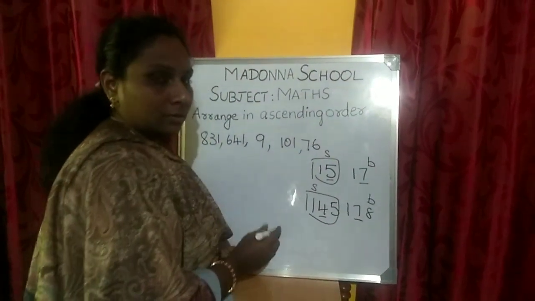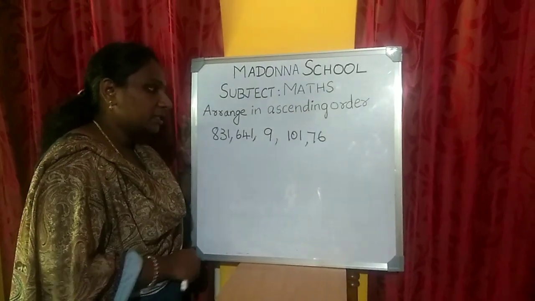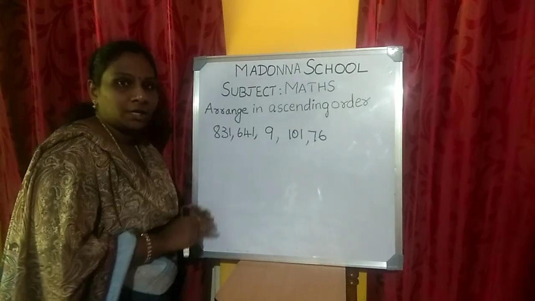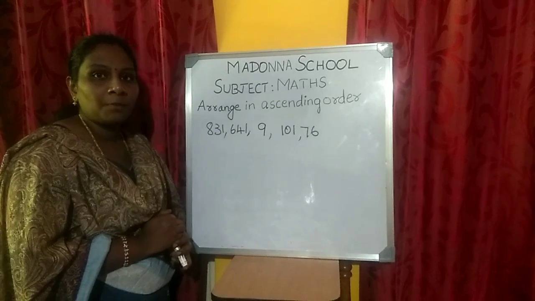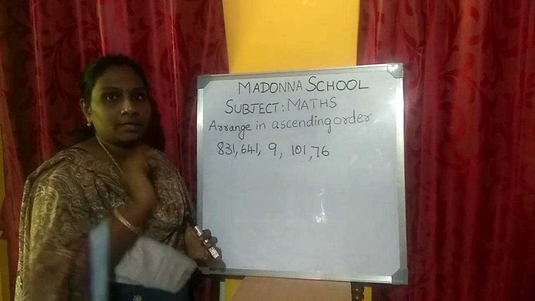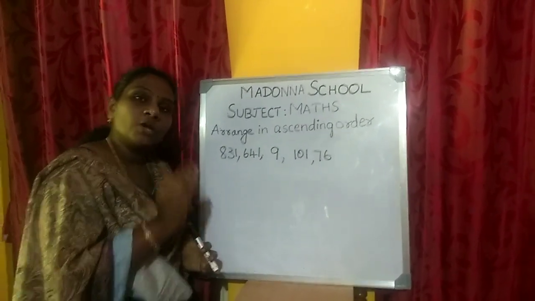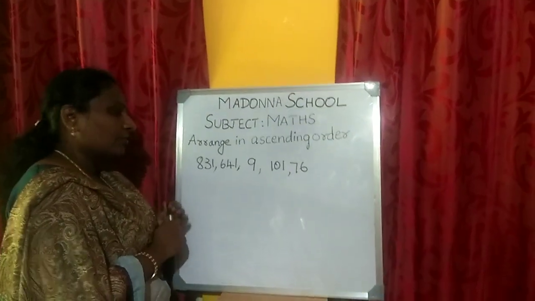Okay, children. Now we will arrange these numbers in ascending order. Ascending order means what, children? When we write the numbers from smallest to greatest. The first method is what?